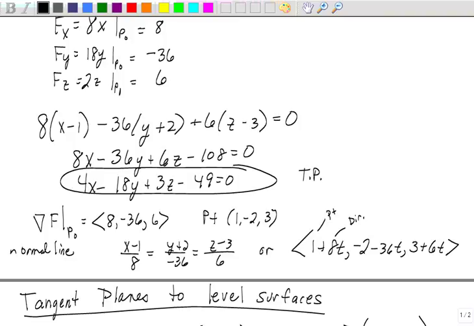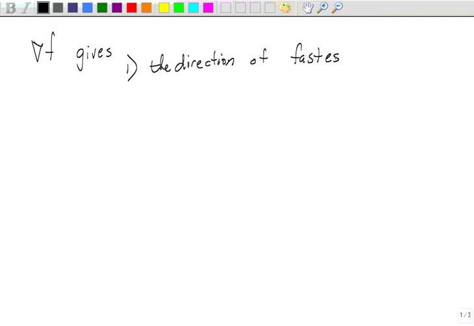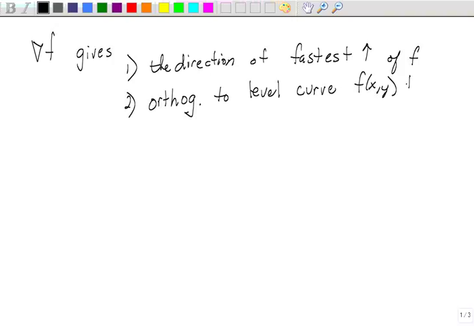Okay, so for a brief summary, del F gives us 1, the direction of the fastest rate of change or increase of F, and 2, it's orthogonal to the level curve that passes through P. So there's a lot of information here, and you can look at some of the example homework problems to work some of these problems.